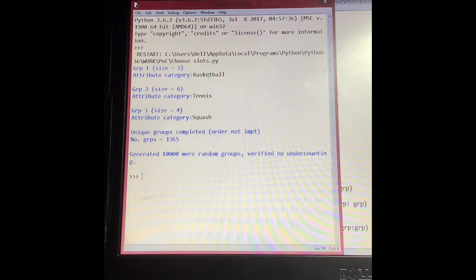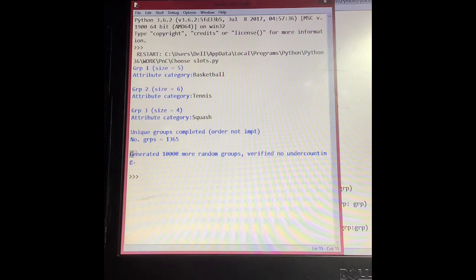Okay, so unique groups have been completed in this calculation where order is not important. The computer says that there are 1,365 groups. Now you can easily verify that by 15 choose 4. Punch that into the calculator, you see it's exactly the same. So we know that the computer is correct in its calculation.